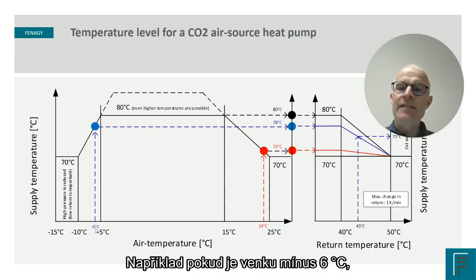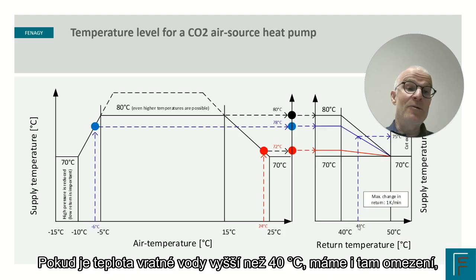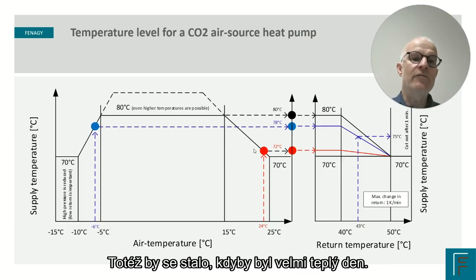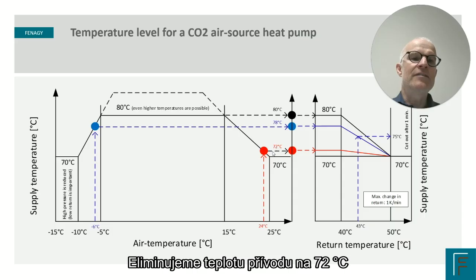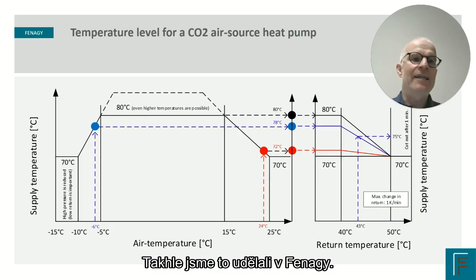An example is if it's -6 outside, we cannot create the 80 degrees, we are limiting to 78. If the return water temperature is more than 40, we also have a limitation there, and therefore maybe the controller would limit to 75. The same thing would happen if it's a very warm day. We are limiting the supply temperatures to 72, and further limiting if the return is too high. And that's the way we have done it at FENAGY.